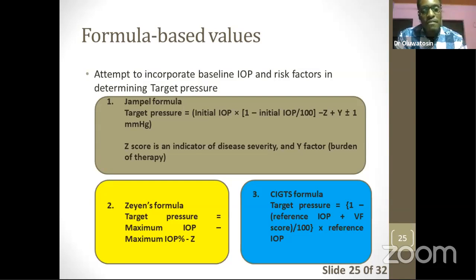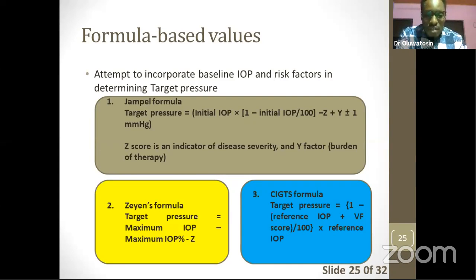Then the Y factor is actually the burden of the therapy, which was also scored as if the burden of therapy is mild on the patient, or is moderate on the patient, or is severe. There are scores attached to these numbers. Then we have the Zayens formula, which actually removed the burden of therapy from it. And the target pressure was gotten by the maximum intraocular pressure minus maximum intraocular pressure in percentage minus the Z score.